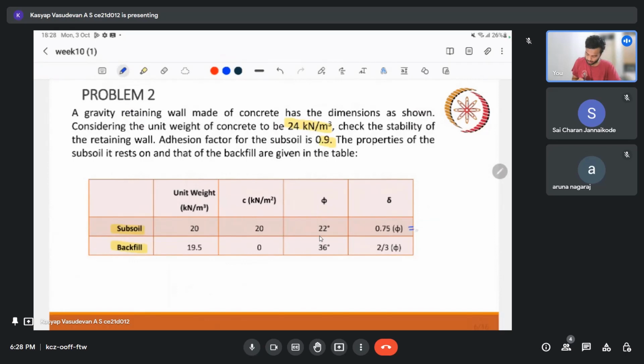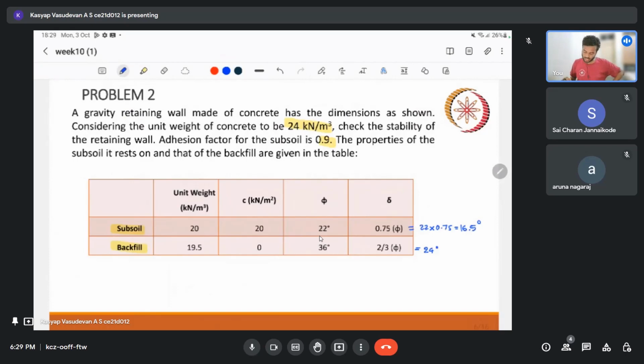So here we have the subsoil's delta value as 75% of the phi value, and that will be 22 into 0.7, that is 16.5, and 2 by 3 of phi is for the backfill, that is 24 degree. So we have delta values, c values.